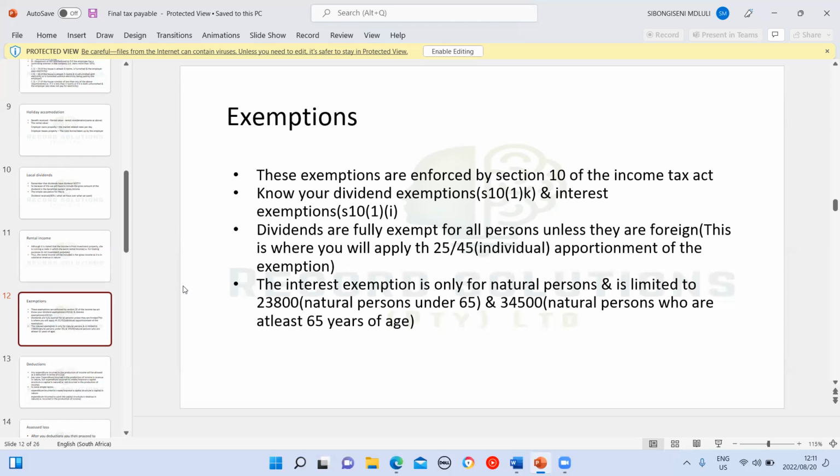So in terms of the individual, the interest exemption is only for natural persons and is limited to 23,800 if the natural person is under 65 years of age, and 34,500 if the natural person is at least 65 years of age. Hope that makes sense, but I'm sure it does.